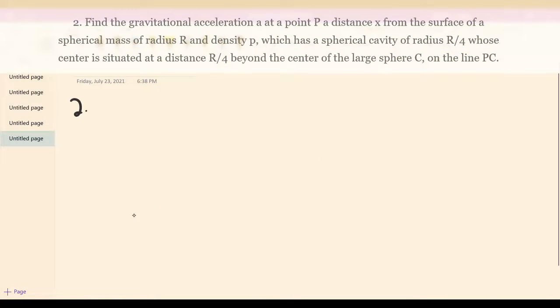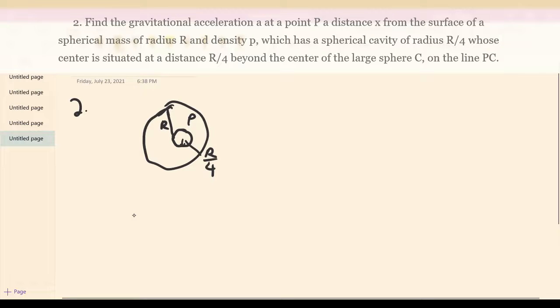So the second problem is pretty easy. Basically, there is a sphere, a spherical mass with a radius of r and a density rho. And there is a cavity in it, which is also a sphere. It's like over here, and it has a radius of r over 4.